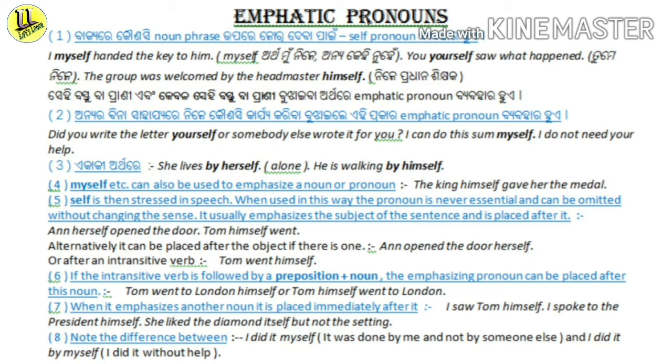Then the third point, when it refers to alone or single, at that time we also use emphatic pronoun. For example, she lives by herself. Here herself means she lives alone. He is walking by himself. Here himself means he is walking alone.